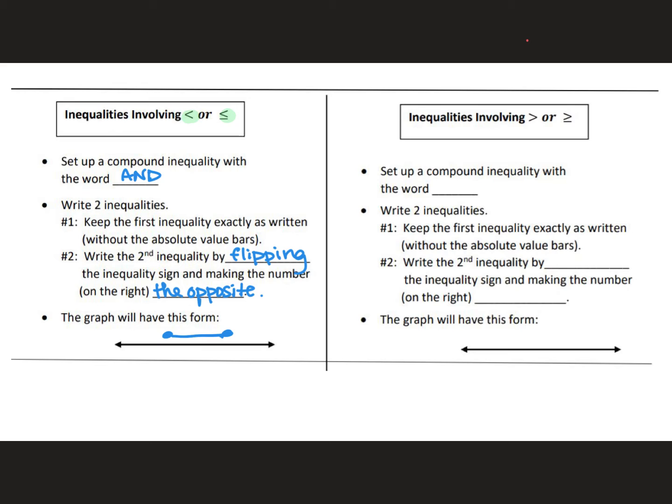If you have an inequality where they are greater than or equal to, those two would be separated by the word "or." But just like before, for the first inequality you keep it the same, just remove the bars. The second one, you again flip the symbol and make the number on the right the opposite. So these ones will look like your 2 points with the arrows pointing away from each other.